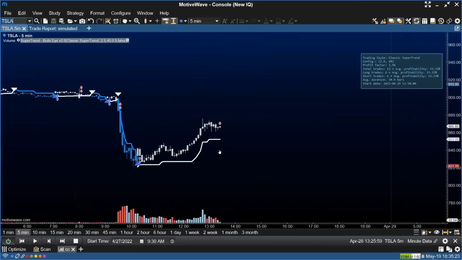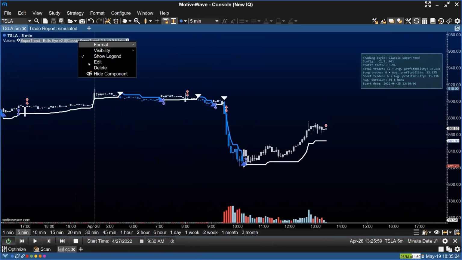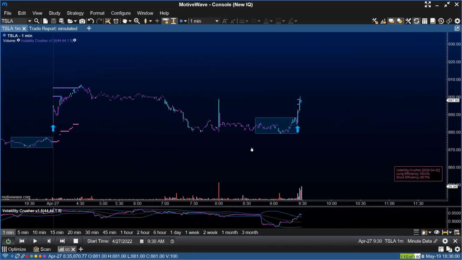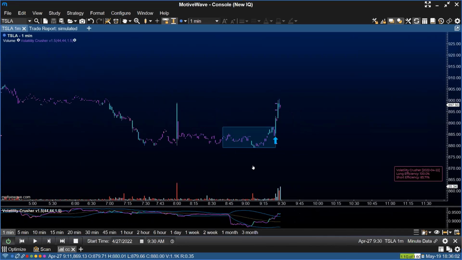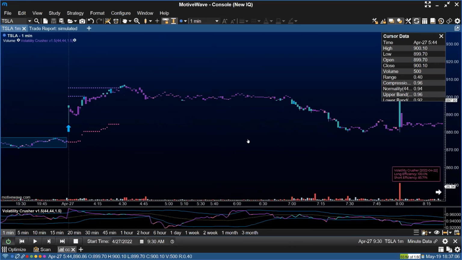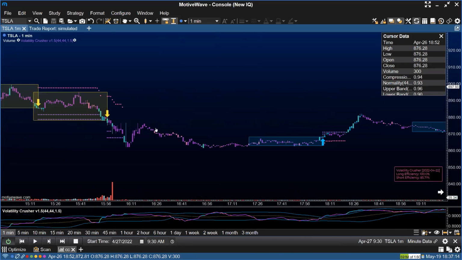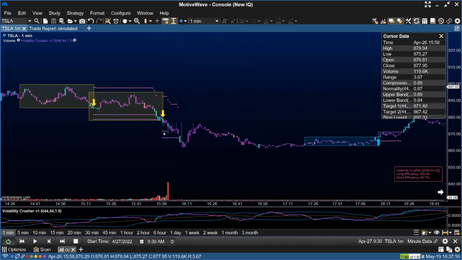And I'm going to move on to our last example, which is setting up a strategy for volatility crusher. So we're going to build a strategy that trades volatility crusher. We've got volatility crusher here applied to the chart. And basically volatility crusher has 4 components. It's entry signals, which we see here, long entry and short entry. And then it plots its profit target 1 and profit target 2, and its trailing stop loss plots.